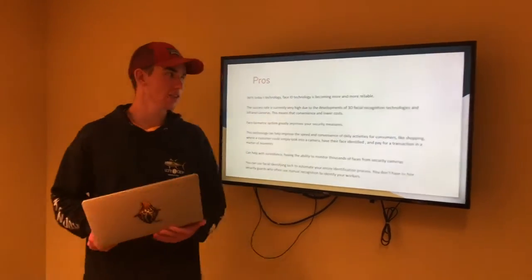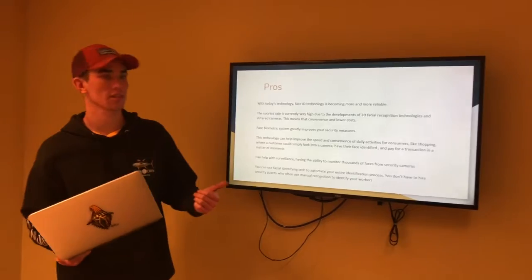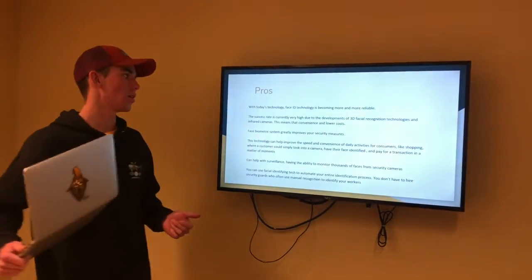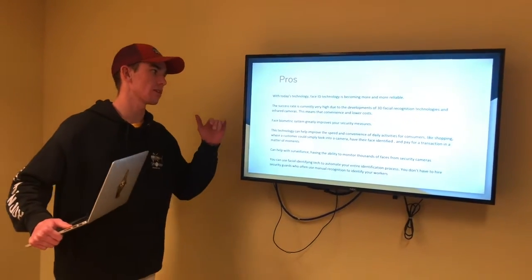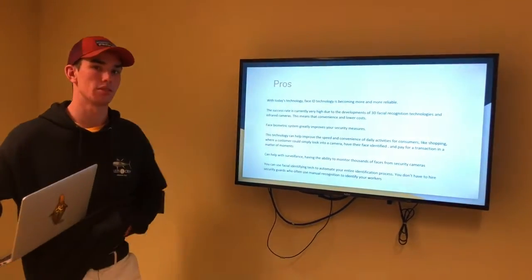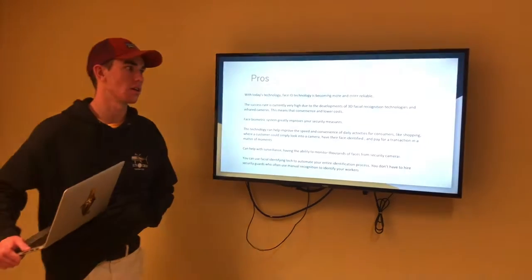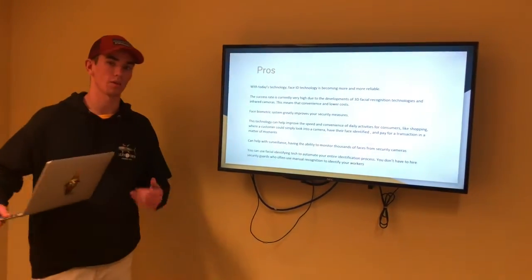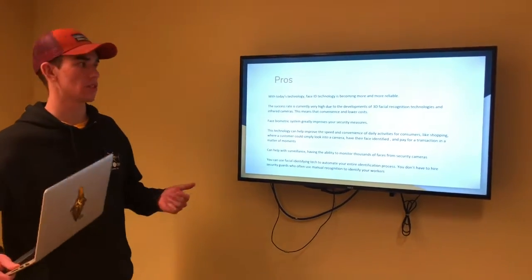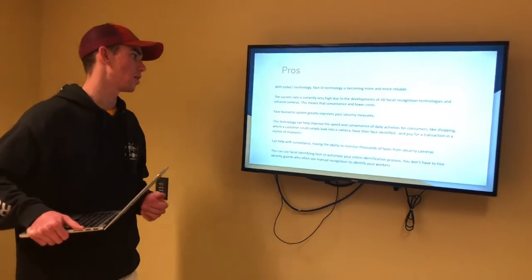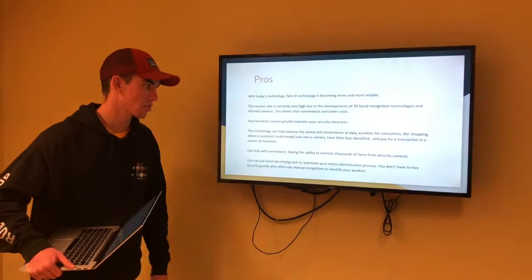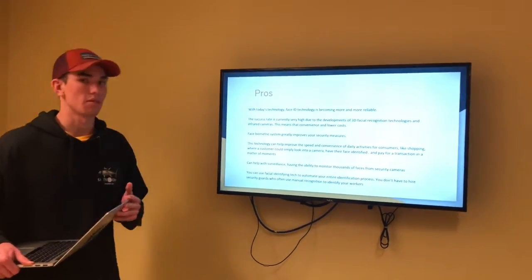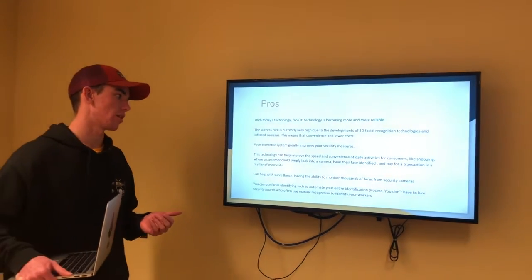With today's technology, it's proven that Face ID technology is becoming more and more reliable. The success rate is very high due to the development of 3D facial recognition technologies and infrared cameras. This means they're more convenient and a little bit lower cost. Face biometric systems also greatly improve your security measures, making it harder for hackers to get in.